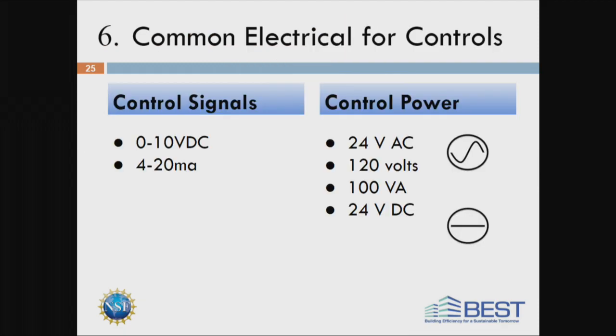So, some common electrical signals that we use for controls: 0 to 10 volt DC, 4 to 20 milliamp. Control power, we have 24 volt AC, 120 volts. 100 volt amps is the sizing for transformers. So then we get into our discussion about, okay, there's volt amps sizing, making sure we add up all our equipment that's on that transformer, making sure we're not overloading the transformer, things like that. And 24 volt DC. Which ones am I missing on here? I'm sure I'm missing something. Nothing? Well, think about it. You can always add it later.